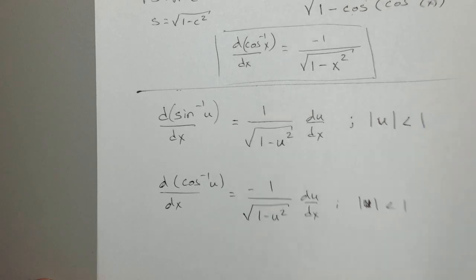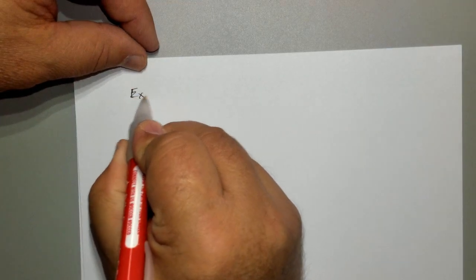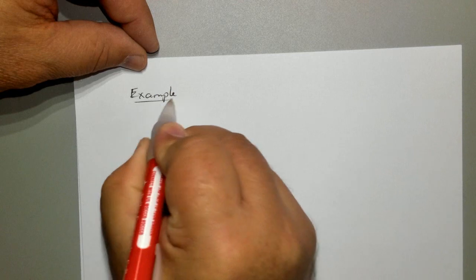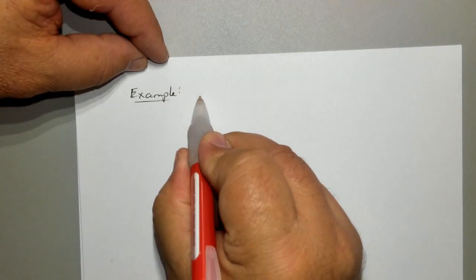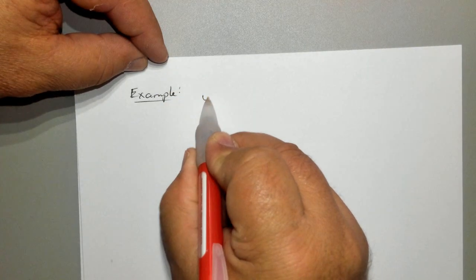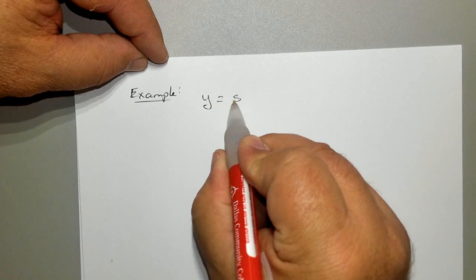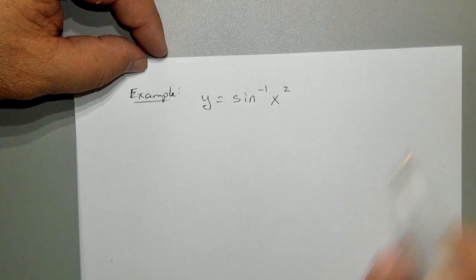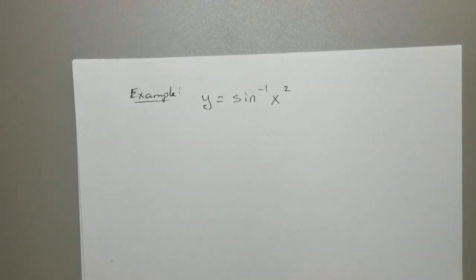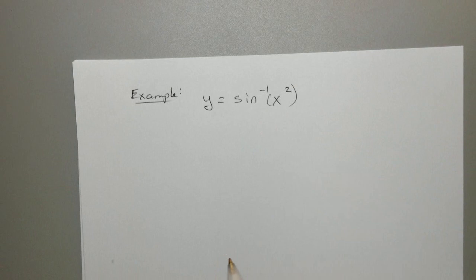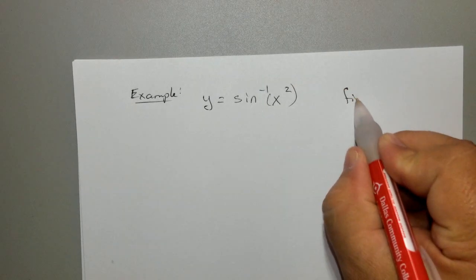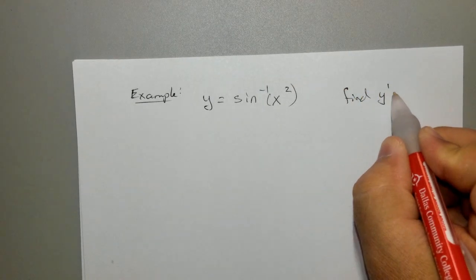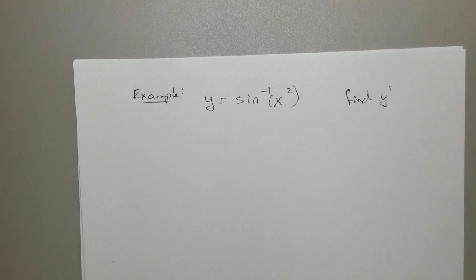Let's look at an example here. Let's look at the inverse sine of x squared. And the derivative.